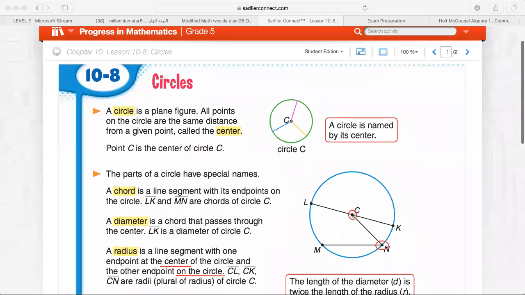Like CL, center and circle. Like CK, center and circle. Like CN, circle and center. They are all called radii. Radii is the plural of radius.